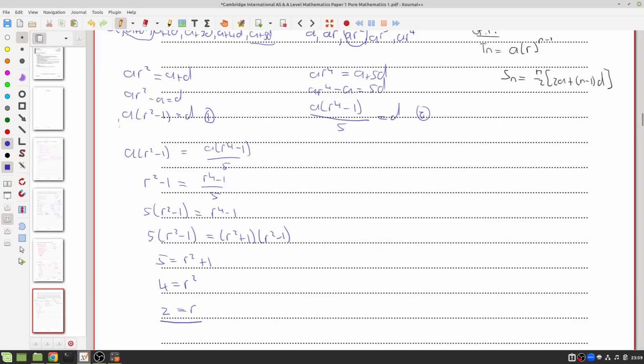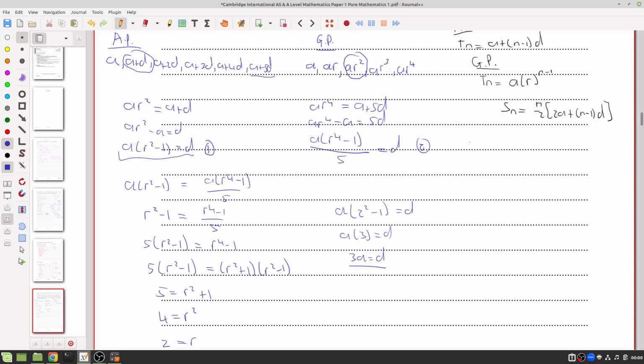So I'm going to use this one. It looks the simplest. So we've got a r squared, but we know what r is. R squared minus 1 equals d. So a times 2 squared is 4, 4 minus 1 is 3 equals d. So 3a equals d. Okay, so now we have d in terms of a, and we've got a value for r. So we can write everything in terms of a.